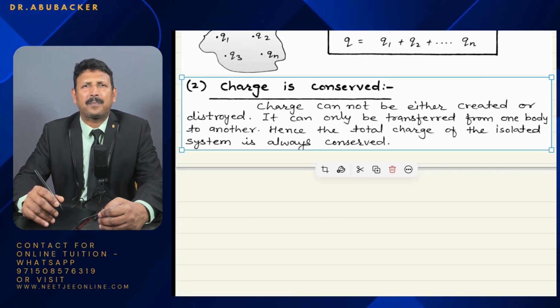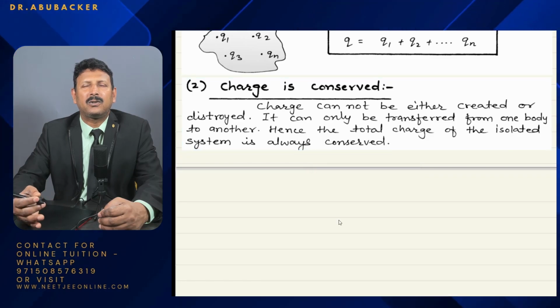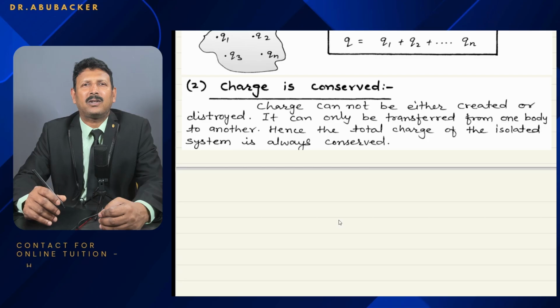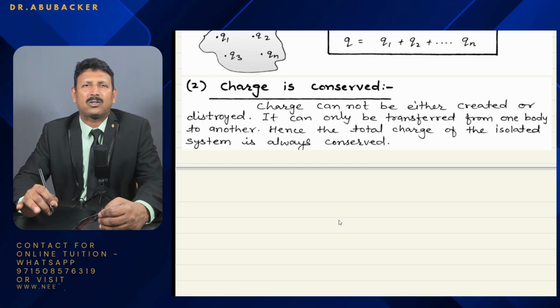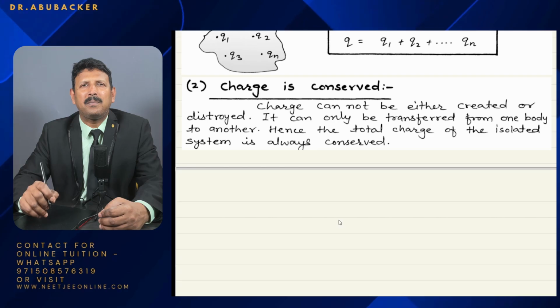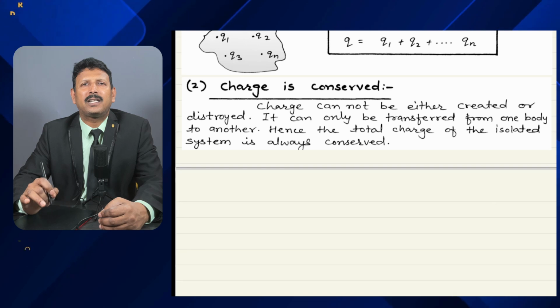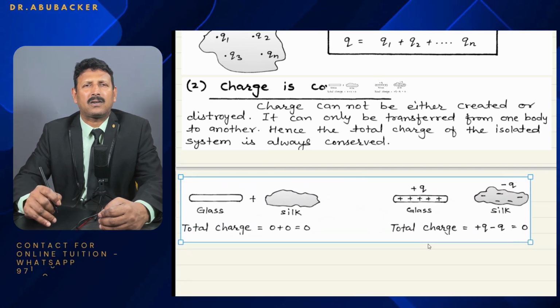Okay, that is easy. Another fact is charge is conserved. Do you remember the energy conservation law? It is like that actually. Charge cannot be either created or destroyed. So it can only be transferred from one body to another. Hence the total charge of an isolated system is always conserved. Exactly the same as the energy conservation law.